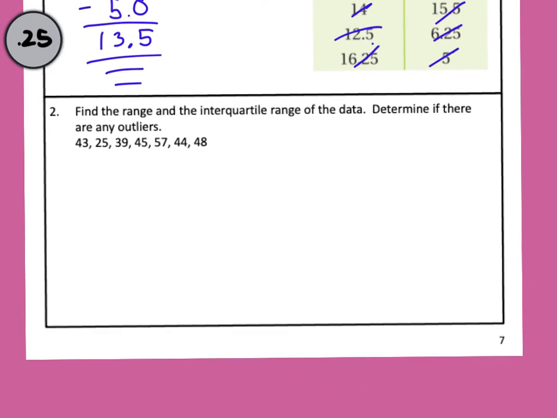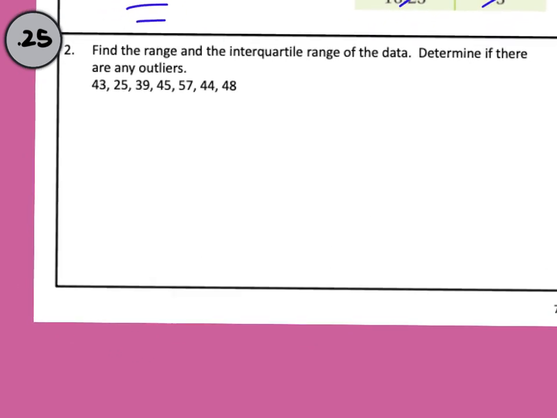Number 2 says, find the range and the interquartile range of the data. So this one's going to take a little bit more because it's asking us to do 2 different things here. But we don't have to panic. We're going to walk you through it. So first thing that you always do, put the data in order from least to greatest. So it looks like 25. It's our least number. Then it looks like we don't have any other 20s. So the next one we're going to run into is a 39.